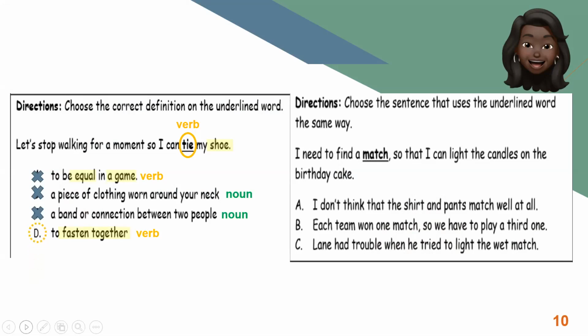Go ahead and pause the video and try the next one on your own. Okay, now let's check your answers. Again, you are supposed to choose the sentence that uses the underlined word the same way. C is my answer. Let's move on.